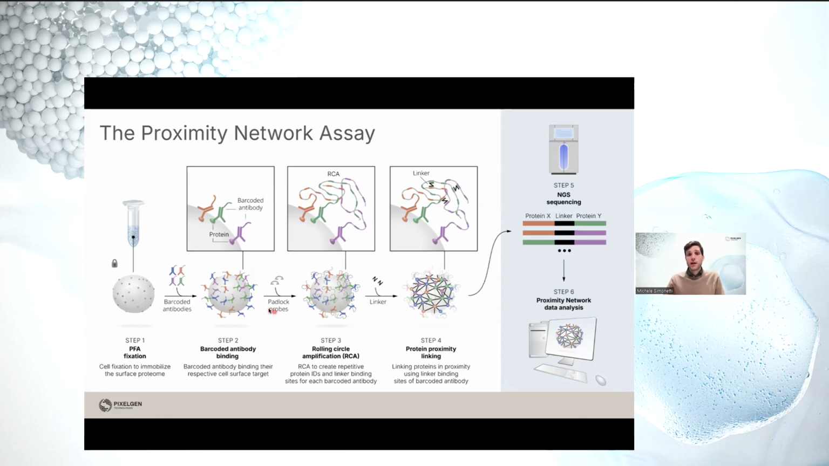We then add the padlock probes. They bind to the oligo attached to the antibody, and we copy the information. We perform rolling circle amplification to create repetitive copies of the oligo. Basically, we elongate the oligo. We then add linkers, so the linker connects the rolling circle products which are in close proximity. Then, off the bench, we perform NGS sequencing, and our technology is compatible with all Illumina sequencers. After sequencing, you can see here some reads that contain the information from proteins that are in close proximity with each other. We then input this information into our software, Pixelator, to perform data analysis.